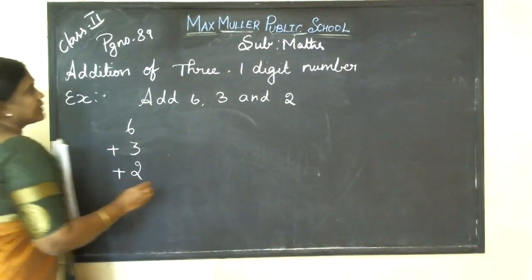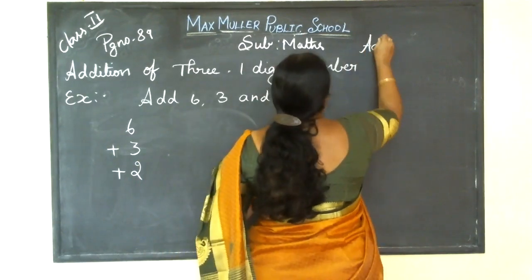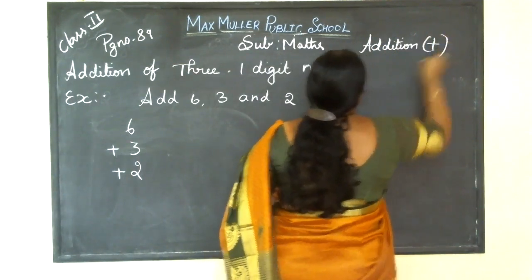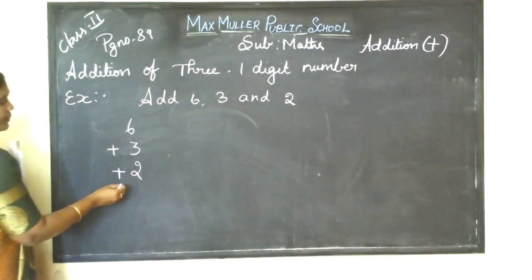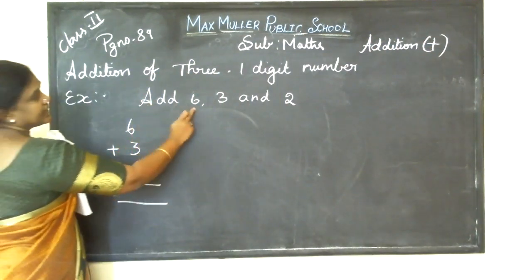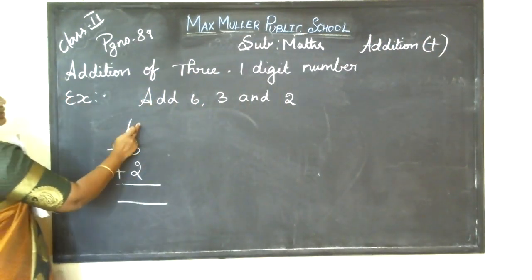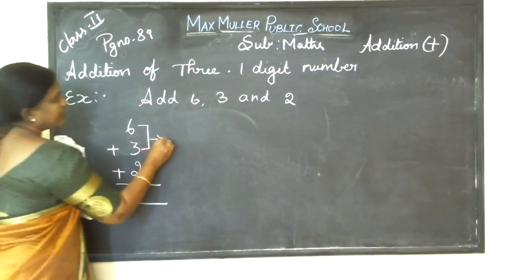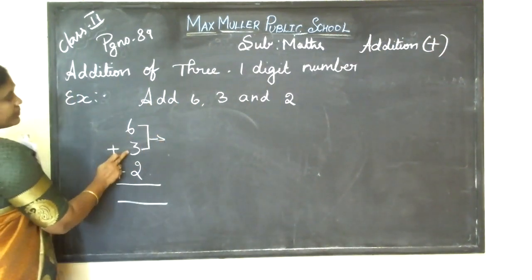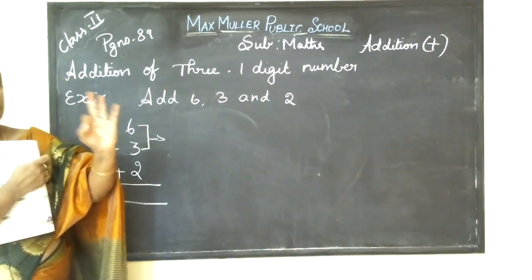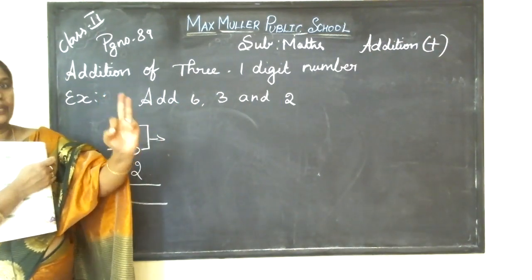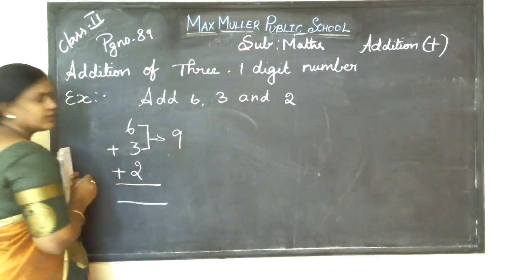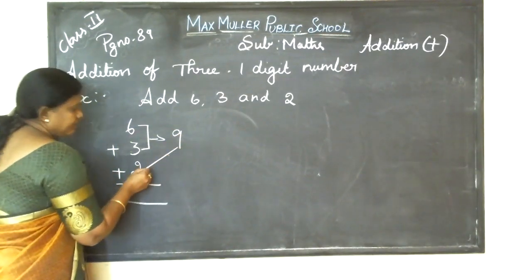For addition, which sign will we use? Plus sign. Addition, we will use the plus sign, children. See, add 6, 3 and 2. Arrange like this. First 6, second 3, then 2. First you add these two numbers and write the answer. 6 plus 3. 6 in the mind, 3 on my finger. After 6: 7, 8, 9. 6 plus 3 is 9. Understood, children?